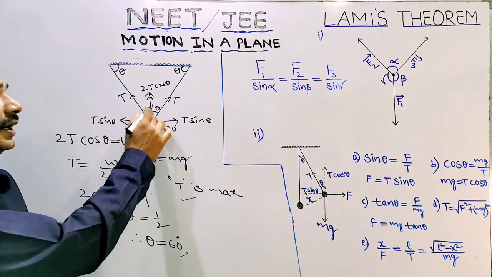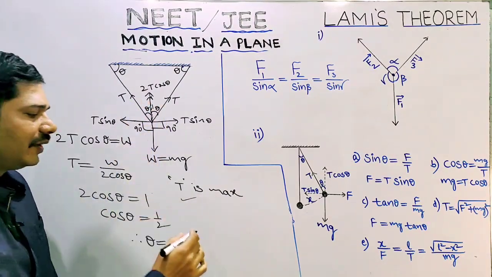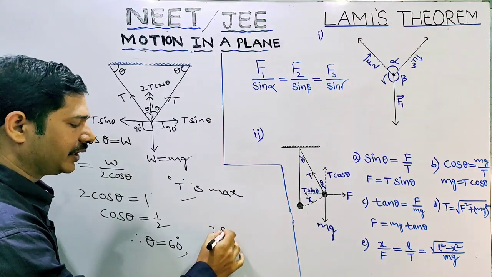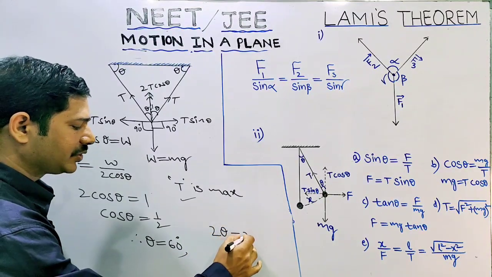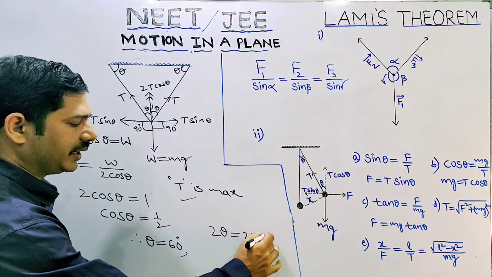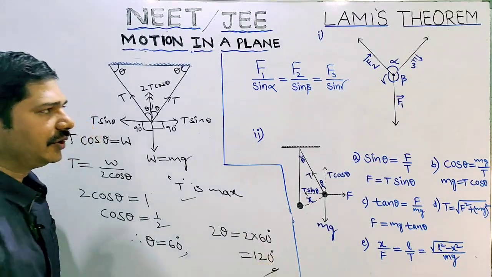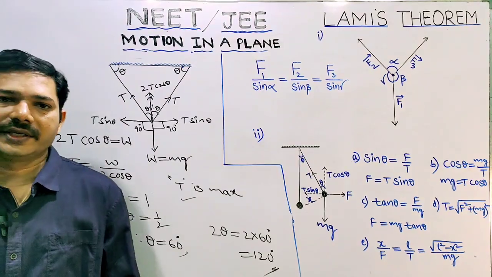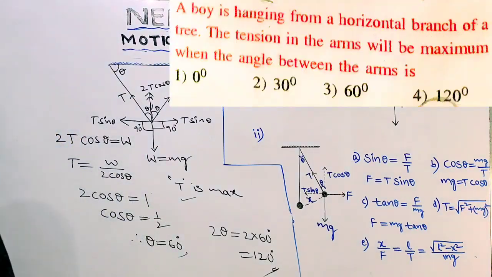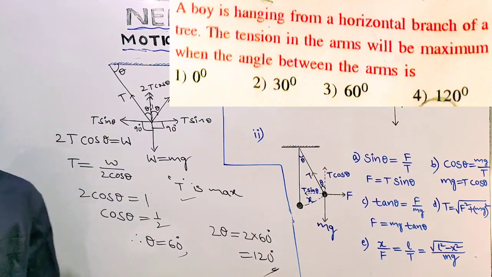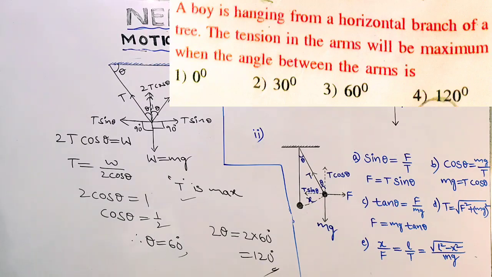Why? Because here theta plus theta, in total we need 2 theta. 2 theta equals 2 into 60 degrees, that equals 120 degrees. So don't get confused, in the options 60 degrees is also given, 120 degrees is also given. So check properly. The fourth option, 120 degrees, is correct.